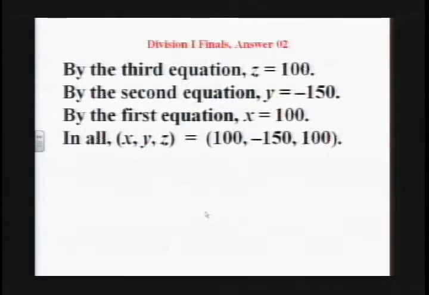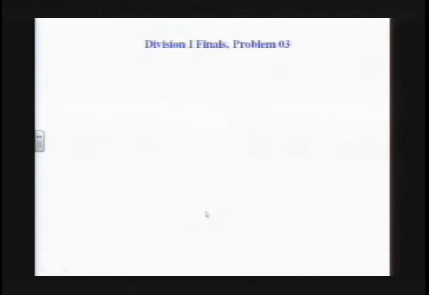Okay, by the third equation, we find, dividing by 3, we get z equal to 100. Substituting this into the second equation, we find that y is equal to negative 150. And substituting both of these into the first equation, you will find quickly that x is equal to 100. And the third problem, please.